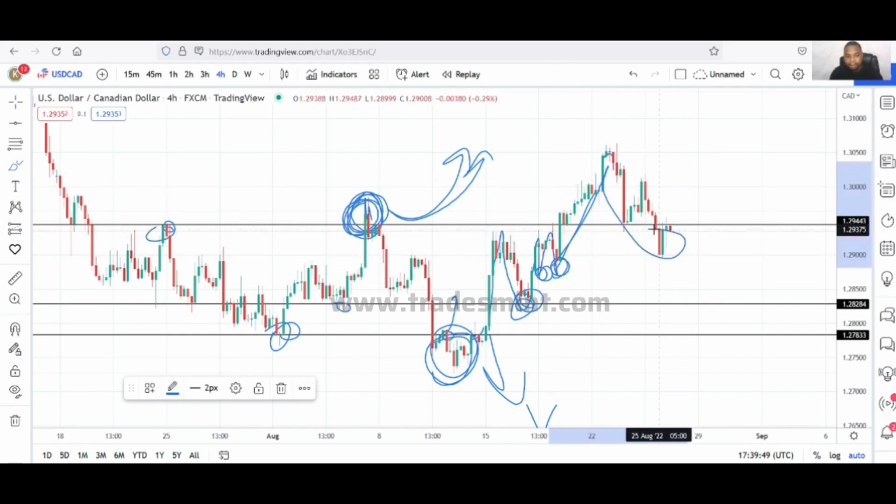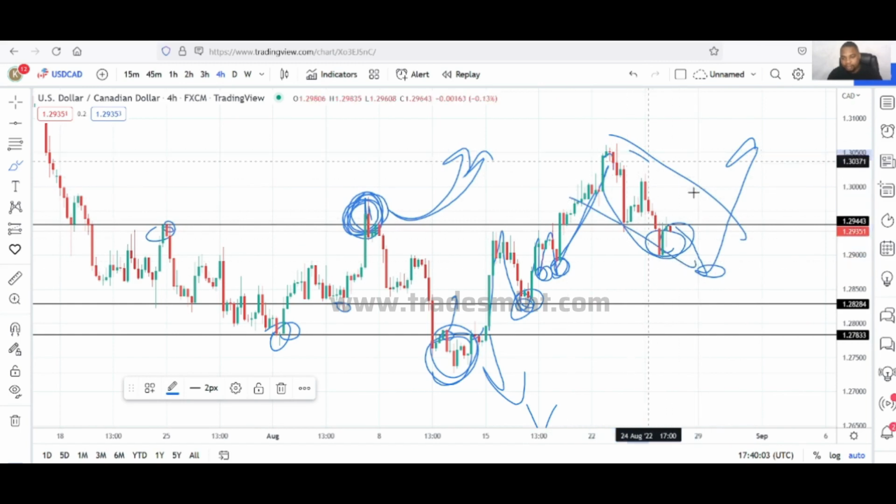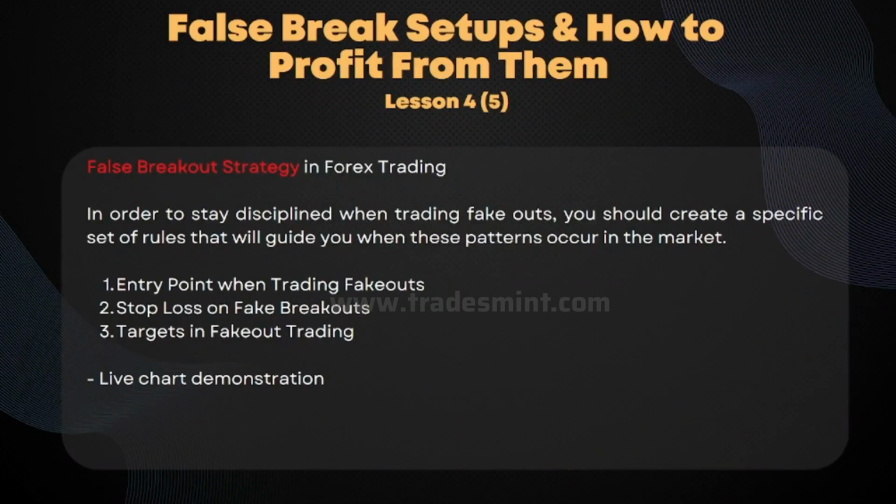Again, we are coming back to that position, that level. If you are with me right now, I'd say expect these sellers again pushing down, and then from there you start buying further up. That was a demonstration on TradingView of the entry point. So now let me show you the entry point when trading fake outs.